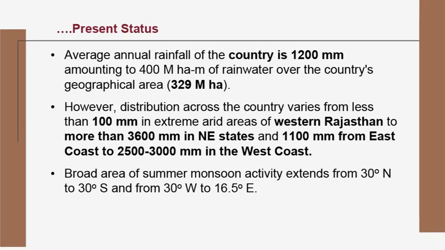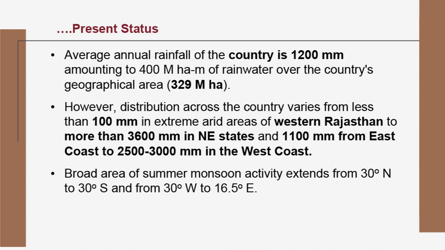However, distribution across the country varies from less than 100 millimeter in extreme arid areas of western Rajasthan to more than 3600 millimeter in northeast states, and 1100 millimeter on the east coast to 2500 to 3000 millimeter in the west coast. So, there is a lot of variability in rainfall. Somewhere you are not getting it at all, and somewhere you are getting too much rainfall. You can see this kind of data is there.